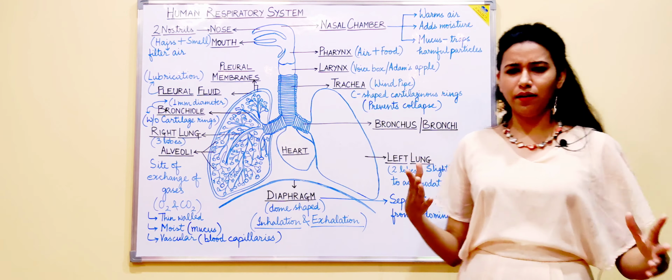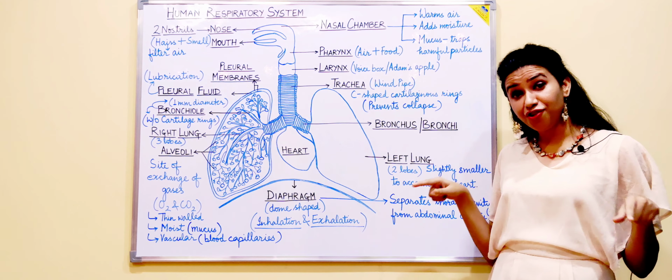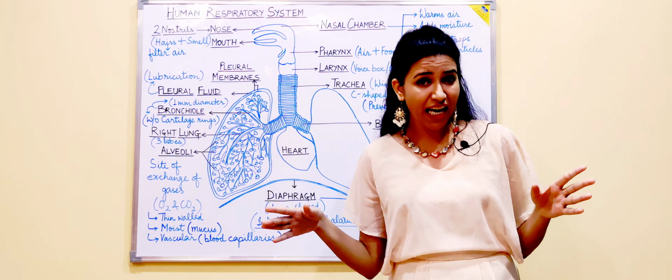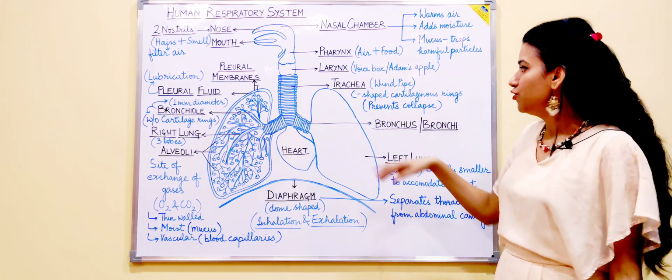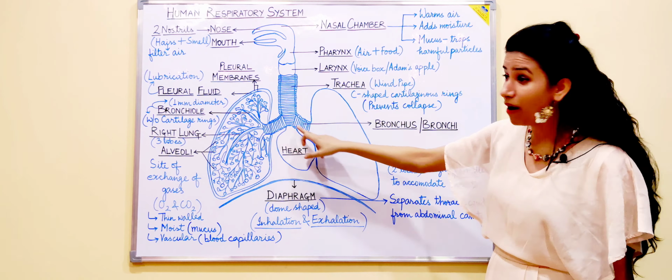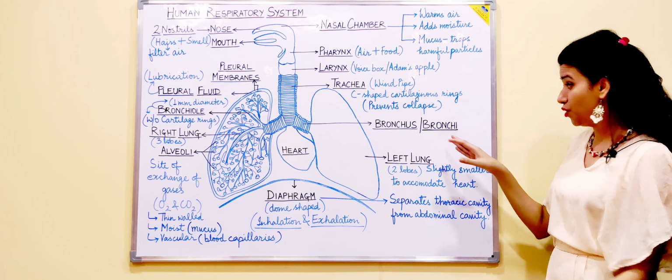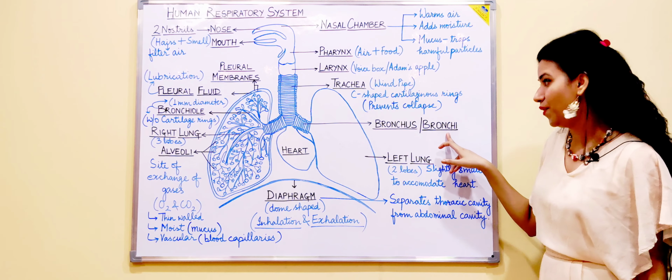Now we know the trachea is single, but we have a pair of lungs, right? So before it has to enter the respective lungs on the left and the right side, it needs to divide. So this trachea, as you can see, has a bifurcation. It divides, right? Now that is known as a bronchus, which is singular. Collectively, both the bronchus are known as bronchi, right?